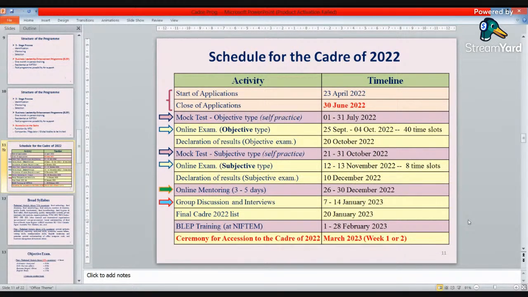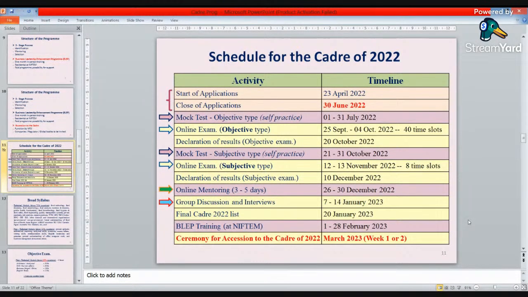So from now until 25th of September or end of September, you have almost 3.5 months or quarter to 4 months available to prepare for the competition. And 4 months is a good time to prepare.